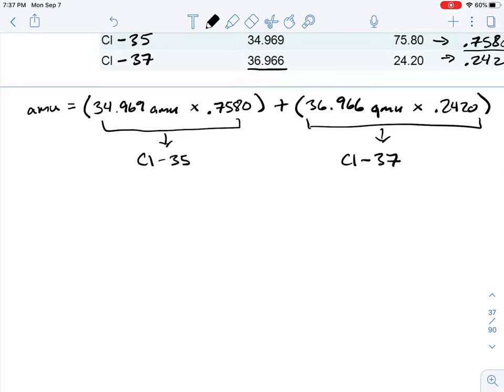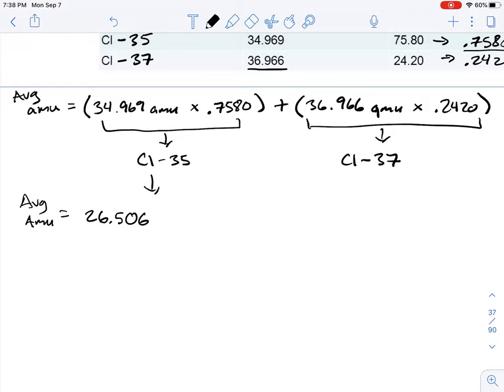Okay. And so basically, once you have all of that set up, we can go ahead and calculate the average AMU by plugging all of this into the calculator. So just give me a second here. Let me grab my calculator. And so if I take 34.969 multiplied by 0.7580, that's going to give me 26.506.